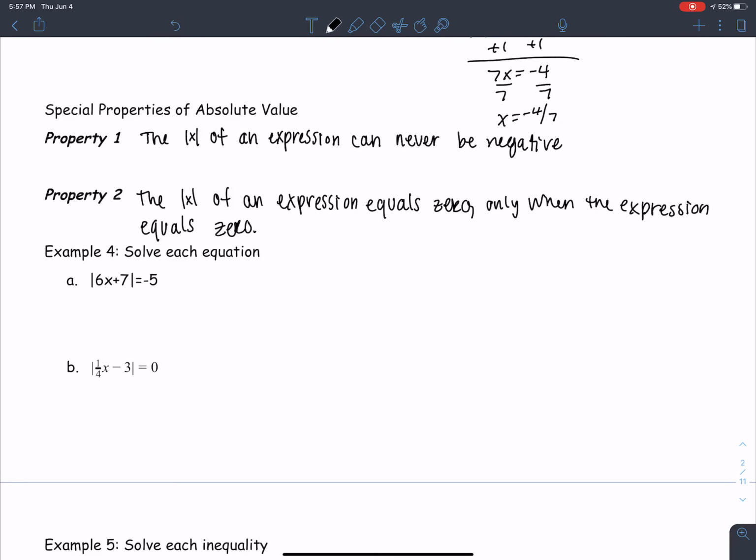Okay, so we're going to solve these equations. So A, absolute value of 6x plus 7 equals negative 5. Well, absolute value is always positive. Nothing we put in there is ever going to be negative, okay? So, no solution. Okay, nothing.